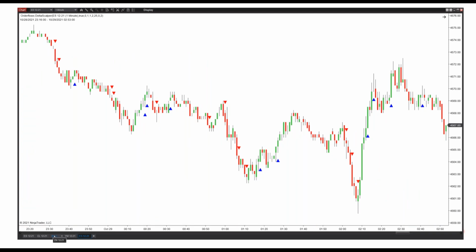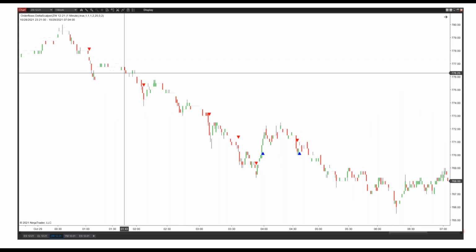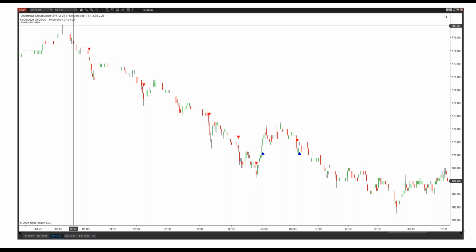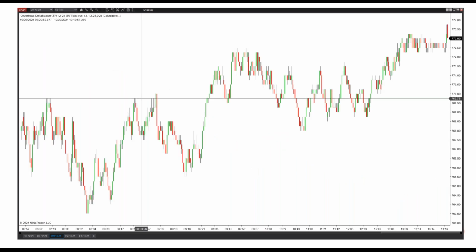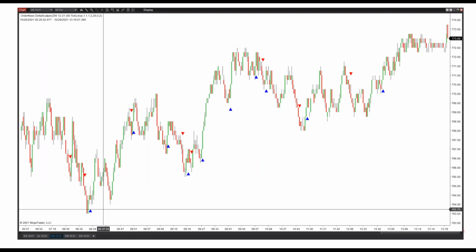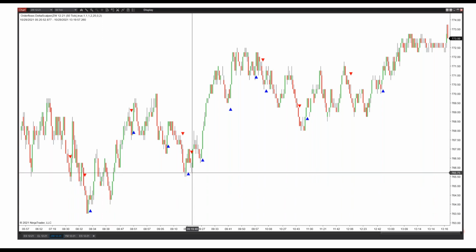So again, it depends on the type of chart that you're trading as well, right? This is a 1-minute chart. Say you want to trade a tick chart, a 50 tick chart. You can do that. Look at this, this is a 50 tick chart. You get some small stop outs here and there, but you're catching most of the move.